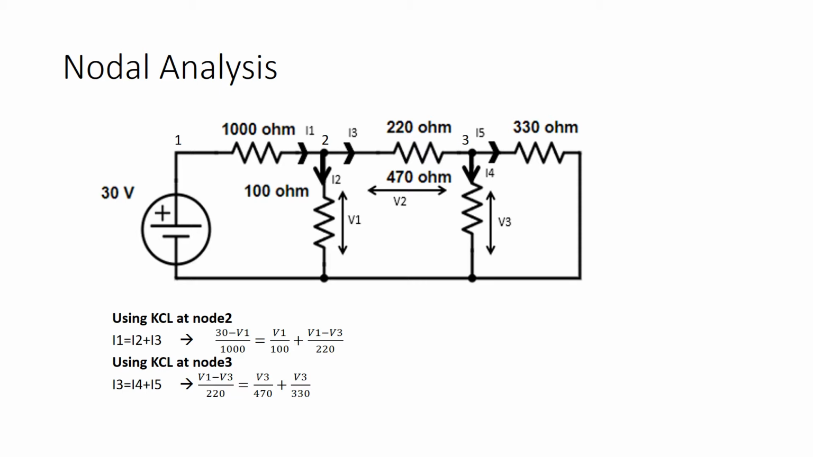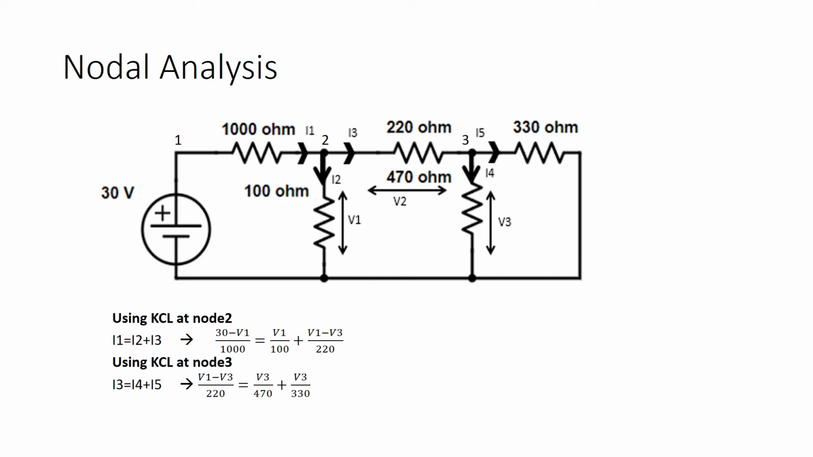So the voltage at node 1 is 30 volt, which we know already as it is the given source voltage. We are going to find the voltages of node 2 and node 3, that is V1 and V3. How can we find V1 and V3? Using KCL. As we know, the sum of the currents at a node point will be equal to 0, that is the KCL. So at node 2, I1 will be equal to I2 plus I3 using KCL. How can we write this using Ohm's law?